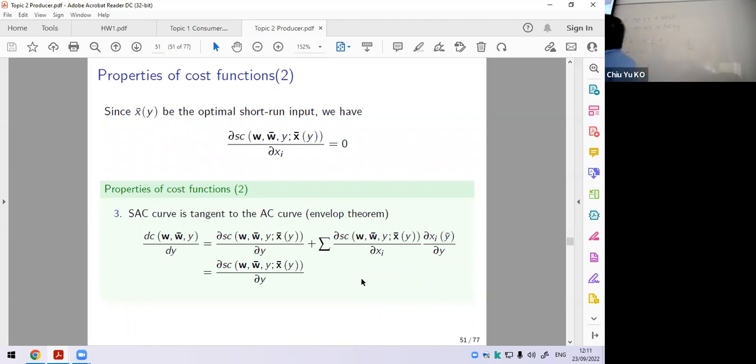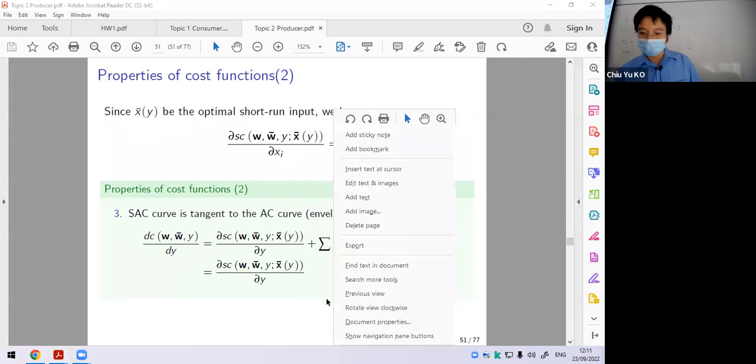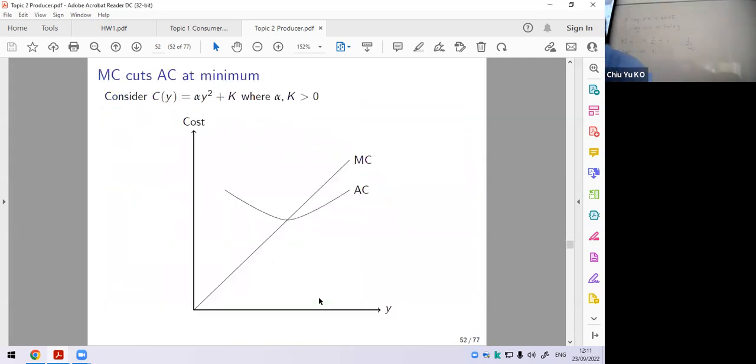And you also learn something like this: the short run AC curve is tangent to the long run AC. Do I have the graph here? I don't, but this is something you learn. You can prove it, but I'm not going to prove it. I can just draw it. There's no point doing the math here. If this is the Y, and this is AC, and this is somewhat the short run AC.